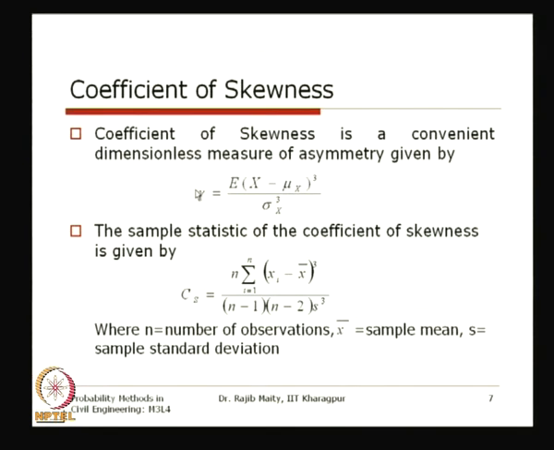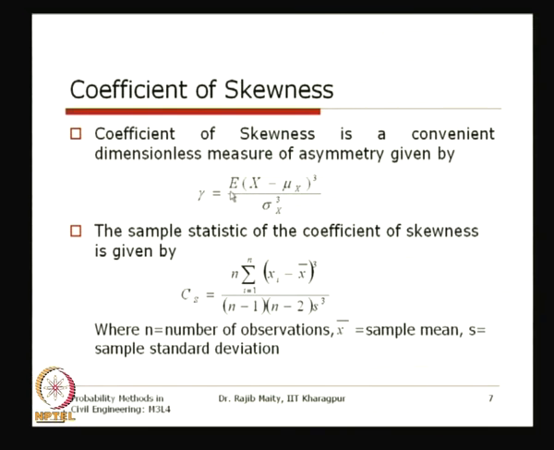the total quantity gamma becomes dimensionless. Now this becomes 0 in the case of a perfectly symmetric probability density function. So gamma equal to 0 indicates a symmetric PDF, and if it is positive, then it is positively skewed; if it is negative, then it is negatively skewed. So this denominator is only to make this quantity dimensionless.